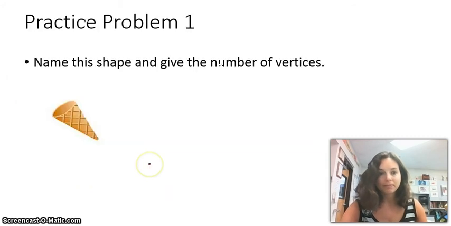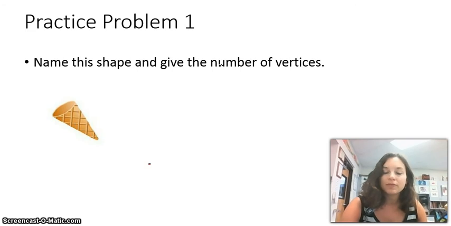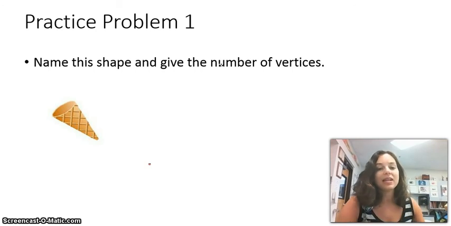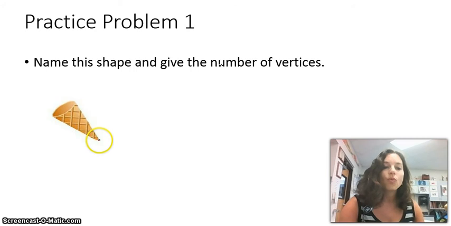Let's move on. Here's our first practice problem. Name the shape and give the number of vertices. So go ahead and pause this video and see if you can come up with the name of this shape as a solid and the number of vertices. When you think you have it, go ahead and turn the video back on and we'll check the problem together. Okay, so this shape is a cone. It's an ice cream cone, but the solid name is cone and it has one vertex. So your answer should be cone and it should have one vertex.